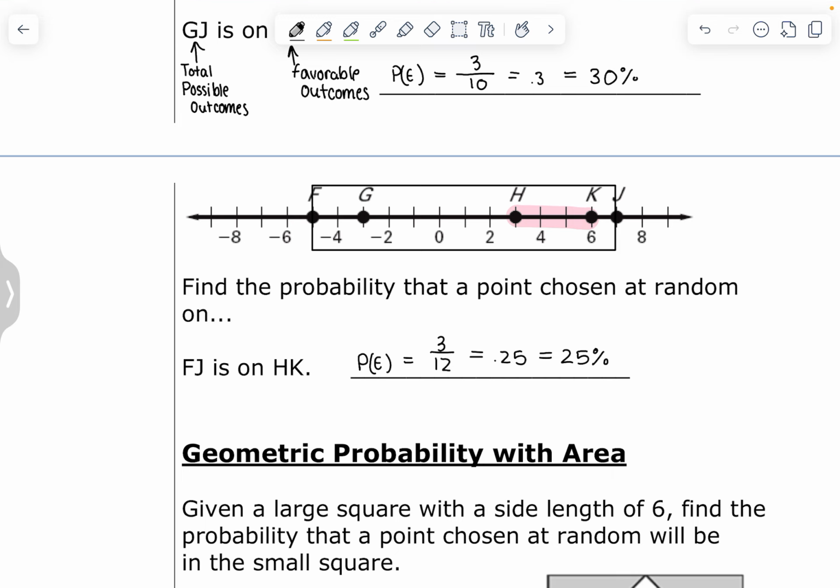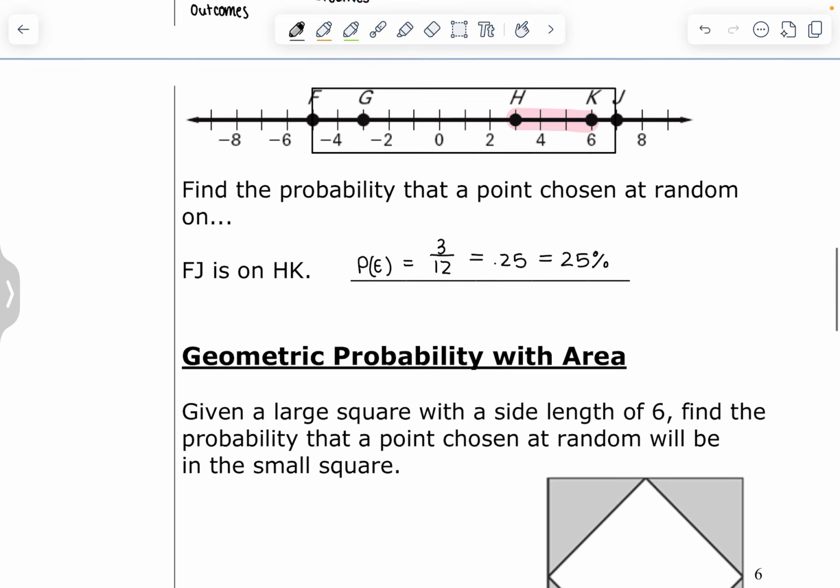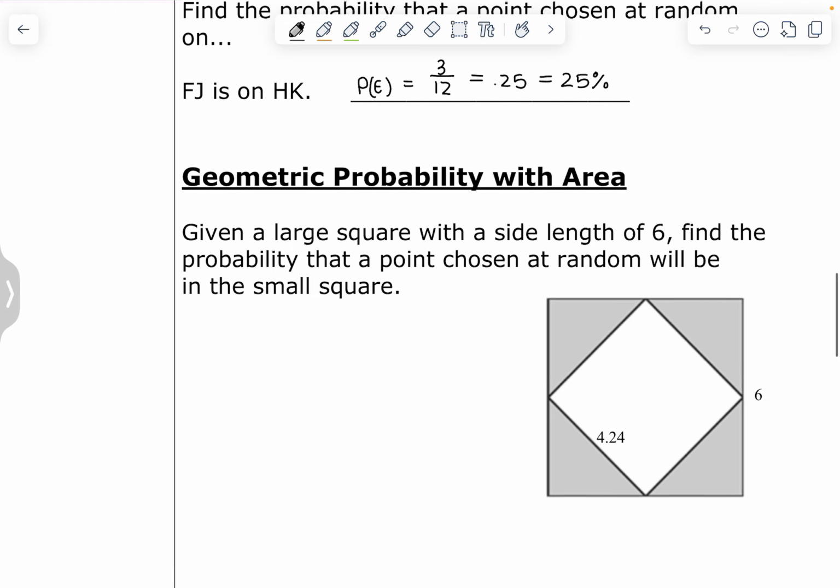So now we are going to find geometric probability with area. Given a large square with a side length of 6, find the probability that a point chosen at random will be in the small square. So the probability of this event is going to be the area of the small square over the area of the large square.